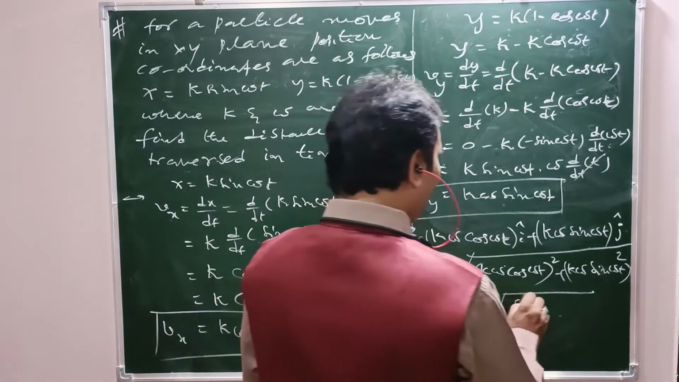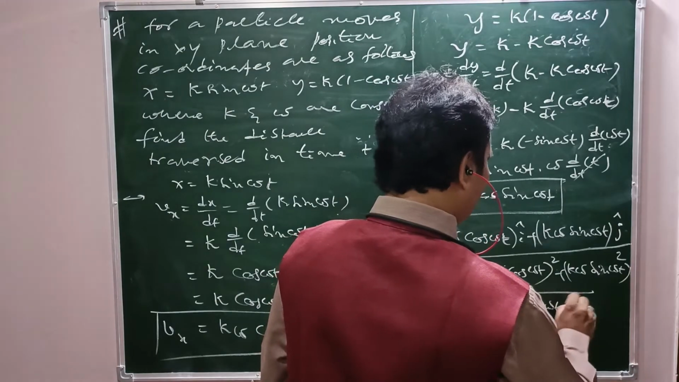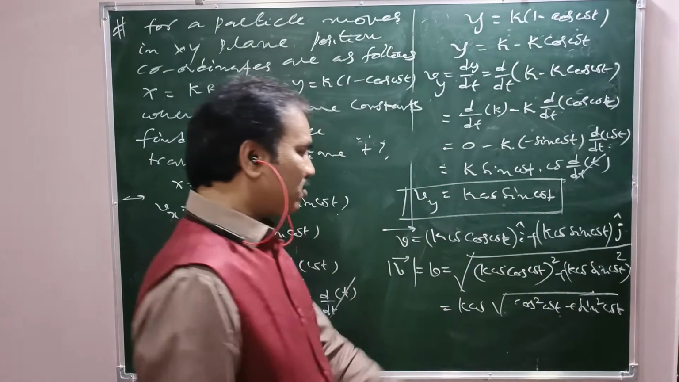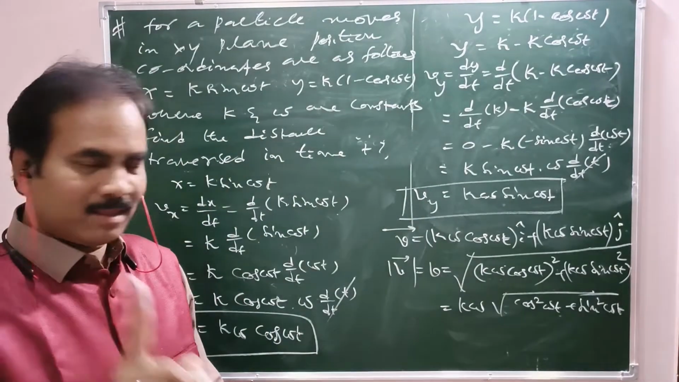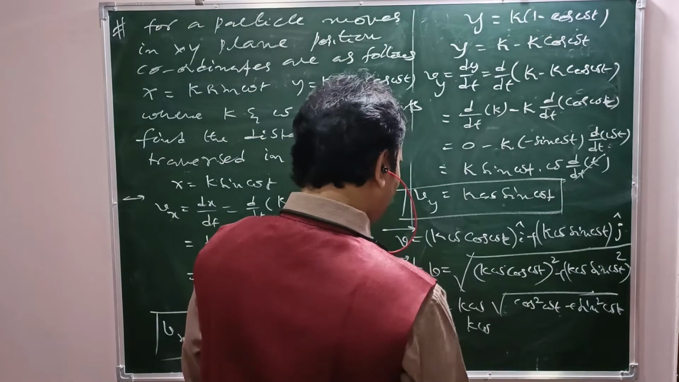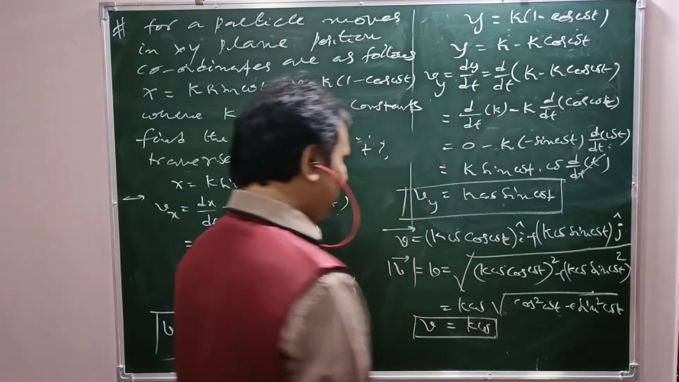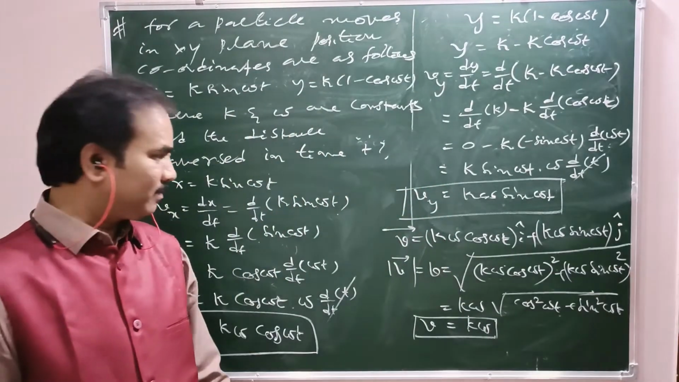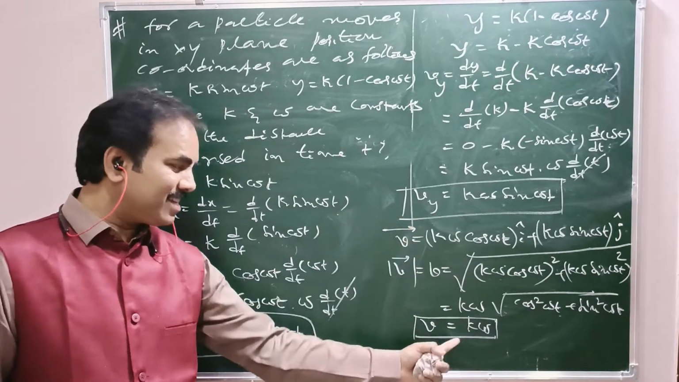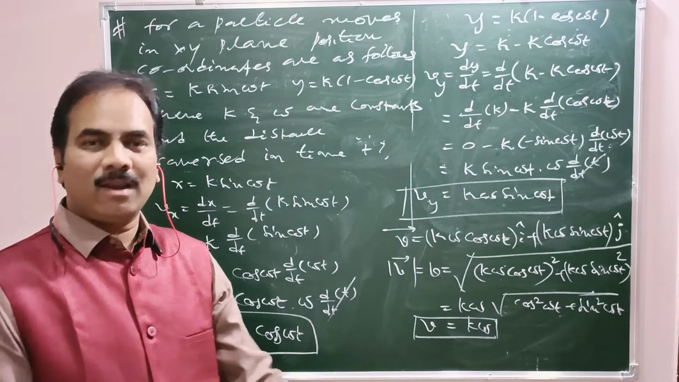So cos square omega t plus sin square omega t. What about cos square omega t plus sin square omega t? 1. That is root 1, which means 1. So the final answer is k omega. This is the expression for the magnitude of velocity. These are components of velocity, x component and y component, but this is the magnitude of total velocity.